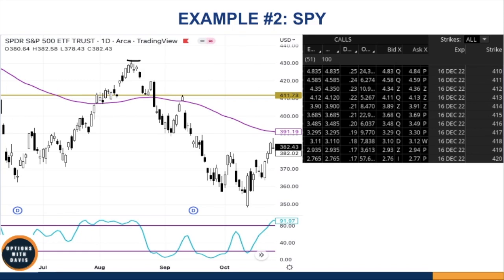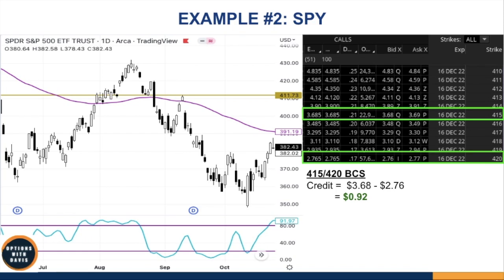So for me, I like to go for 415. So I'll just take a look and see whether I can construct one and get the credit which I want. As you can see, I went for the 415, 420, and it's only 92 cents. You cannot get $1 for this. So chances are there is no go for me for this bear call spread.